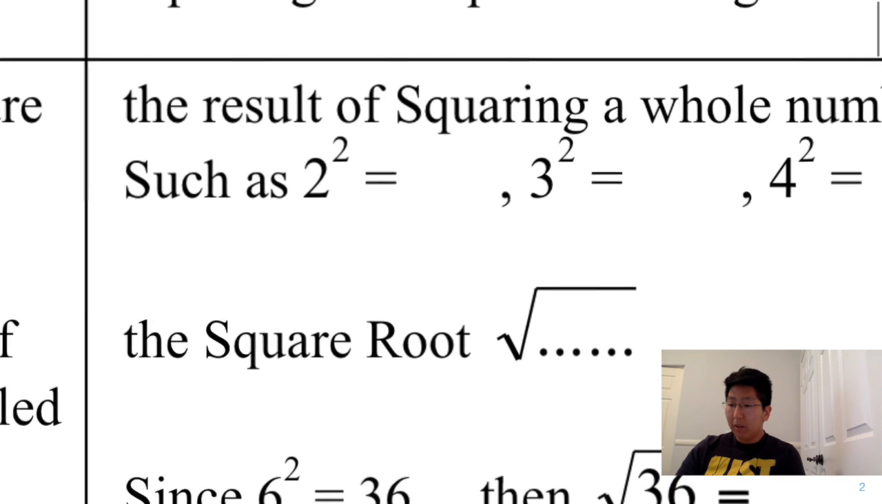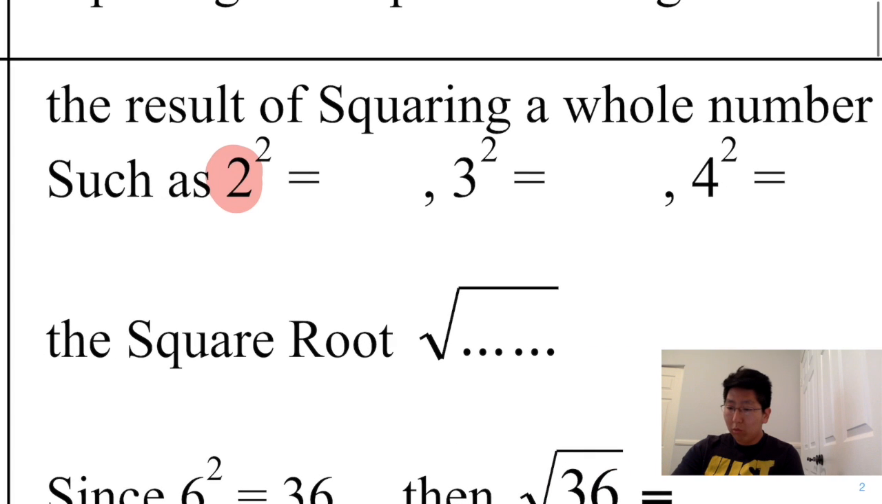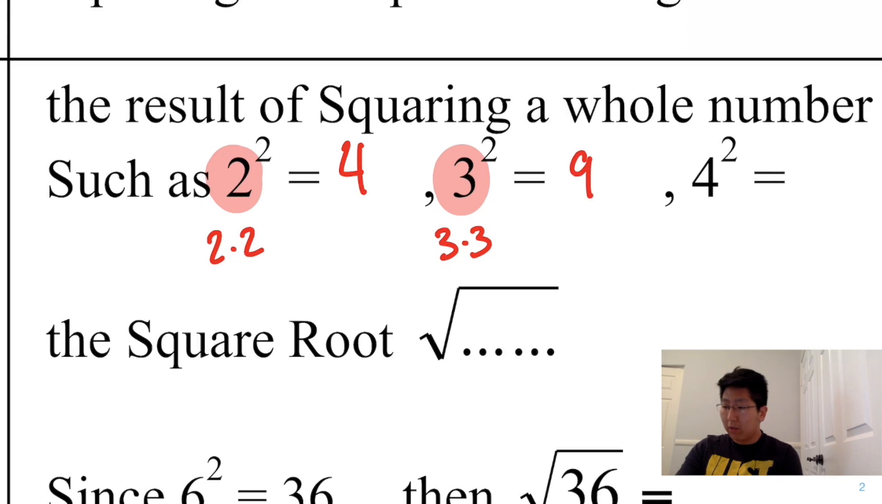So here are some examples. 2 is a whole number. So 2 squared, does anyone know what 2 squared is? This means 2 times 2, the answer is 4. Okay. 3 squared, and I want you to notice that 3 is a whole number. So that's 3 times 3, and that's going to equal 9.